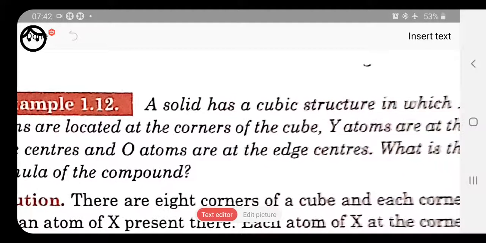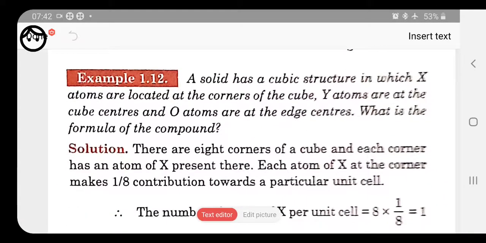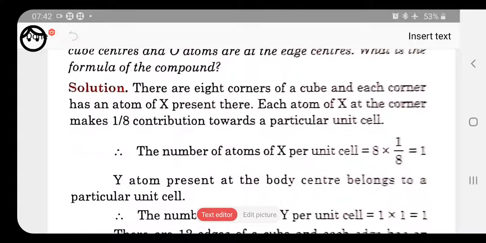See here, I will show you one numerical. A solid has a cubic structure in which X atoms are located at the corner of the cube, Y atoms are at the cube center, and O atoms are at the edge center. What is the formula of the compound? Here we know that there are 8 corners of a cube and each corner has an atom of X present. So each one is going to get the 1/8 contribution. It means for X the number of atoms is 1. So X is equal to 1.